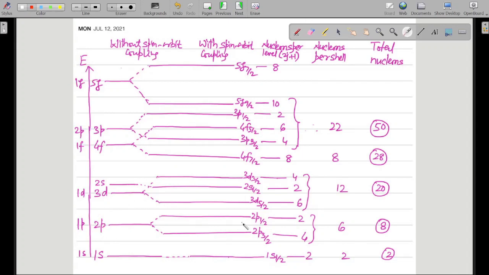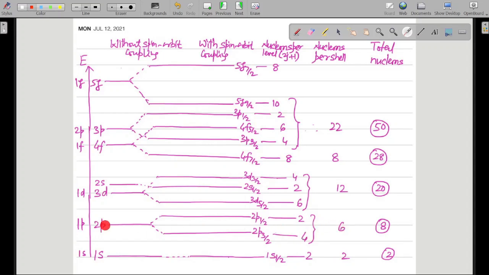Now 2p will be split into two levels, like this. As the value of l equals 1 for p, we have 1 minus half and 1 plus half. 1 plus half is 3 by 2, 1 minus half is 1 by 2. So the lower level of j lies to the higher side. 2j plus 1 will be equal to 4, and 2j plus 1 will be equal to 2. So 2 into half plus 1 is 2, 2 into 3 by 2 plus 1 is 4. So 4 plus 2 is 6 nucleons. Now the total number of nucleons we have encountered till now is 2 plus 6, that is equal to 8. Now 8 is a magic number, so the second shell is completely filled.